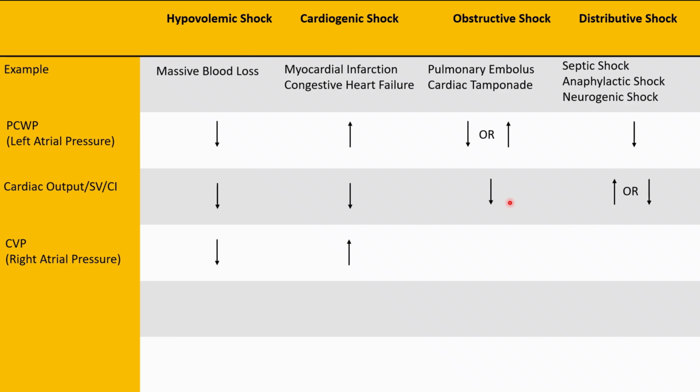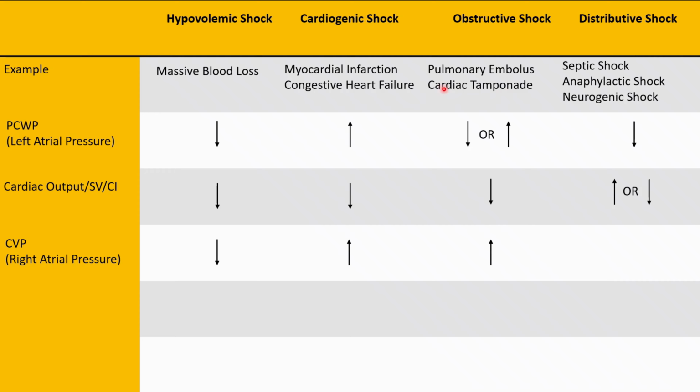Obstructive shock. This is a good one. Think of a pulmonary embolus. The right ventricle cannot pump out blood because there's a big fat embolus that is blocking its pathway. So right atrial pressure will it rise or fall? If blood is backing up from the right ventricle into the right atrium, right atrial pressure will rise.